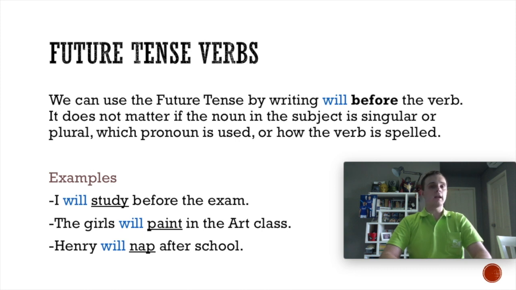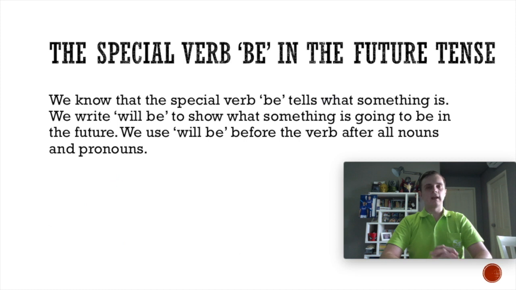So, I will study before the exam. The girls will paint in the art class. Henry will nap after school. All you have to do is write the word will. And again, the forms of the special verb be in the future tense are all very, very easy. There's no different rules to learn. You just write will be.